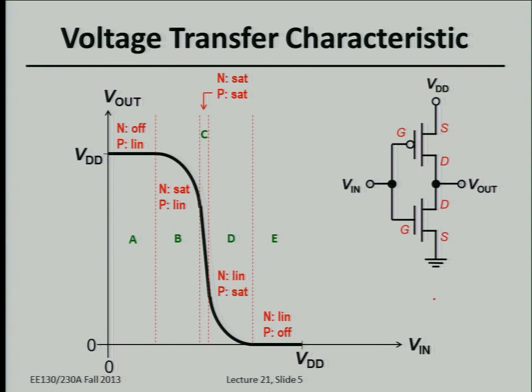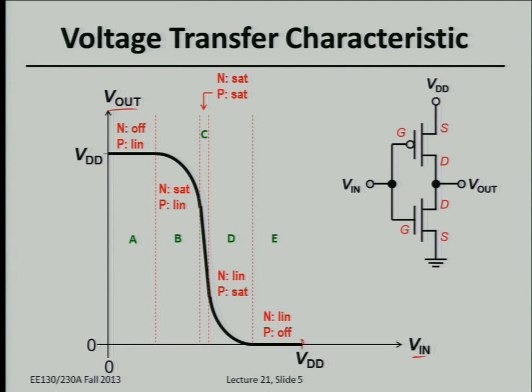Okay, so let's see how a CMOS inverter actually operates if the input voltage is changing. To understand that, we need to take a closer look at this voltage transfer characteristic, which shows how the output voltage depends on the input voltage.